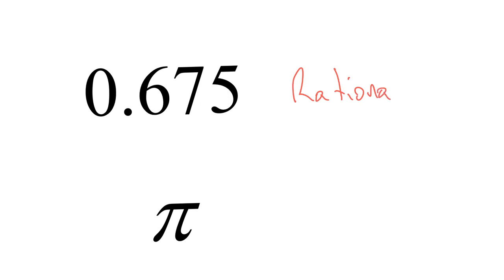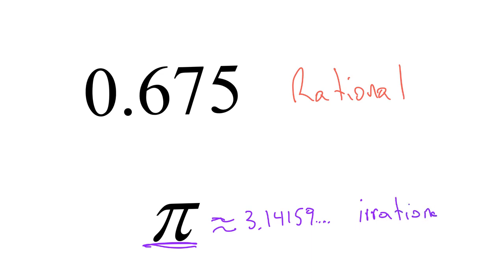Okay, and the next one is just pi. You have the sign pi here, and you know that pi is approximately 3.14159, and it keeps going and going. It doesn't repeat, doesn't terminate. So we say pi is irrational. So it is an irrational number. So we have rational, we have irrationals, whole numbers, integers, natural numbers.